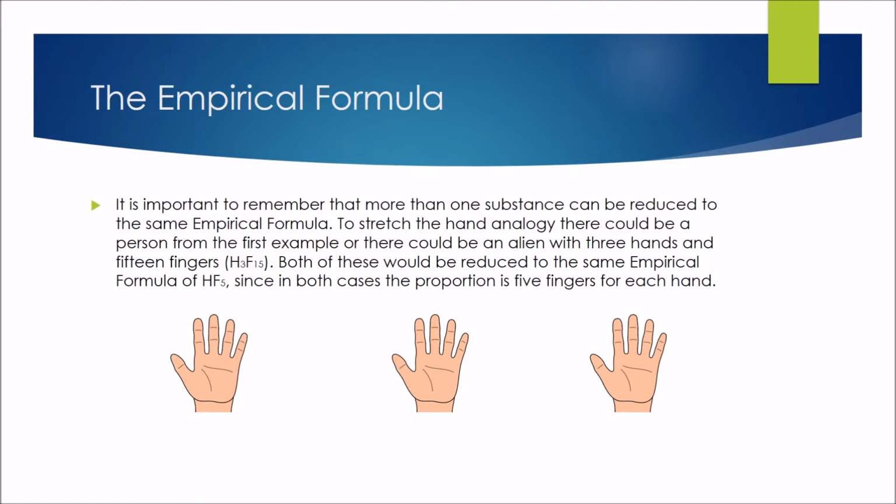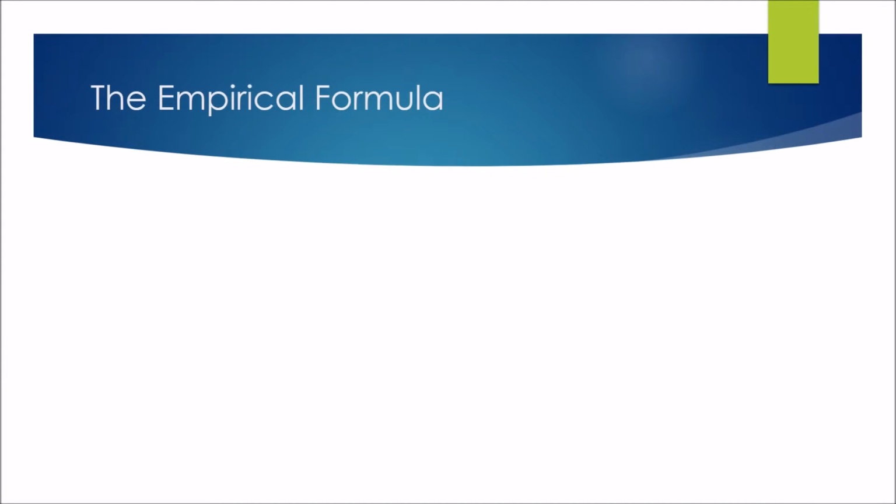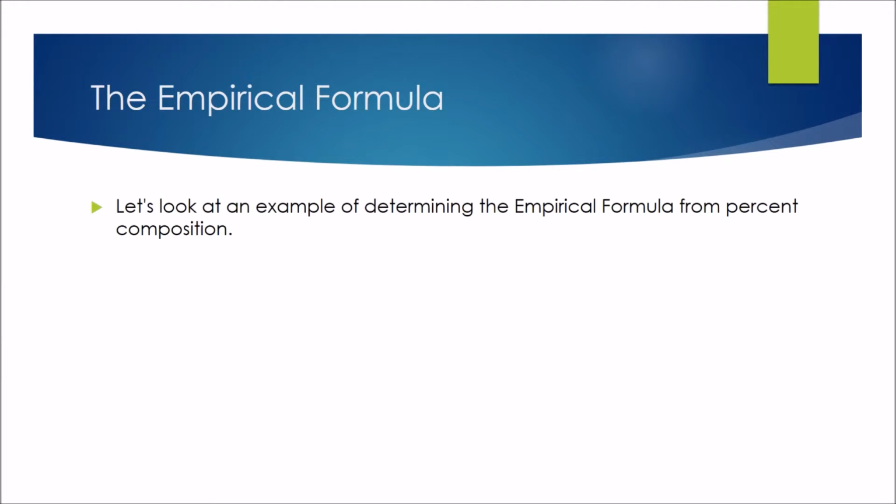It is important to remember that more than one substance can be reduced to the same empirical formula. To stretch the hand analogy, there could be a person from the first example, or there could be an alien with 3 hands and 15 fingers, H3F15. Both of these would be reduced to the same empirical formula of HF5, since in both cases the proportion is 5 fingers for each hand.